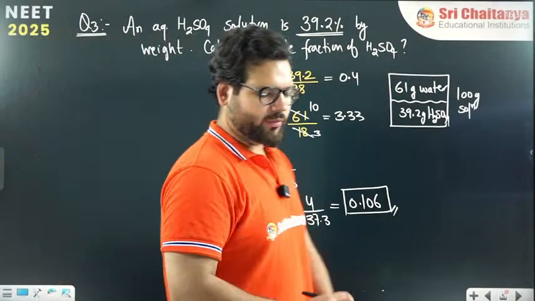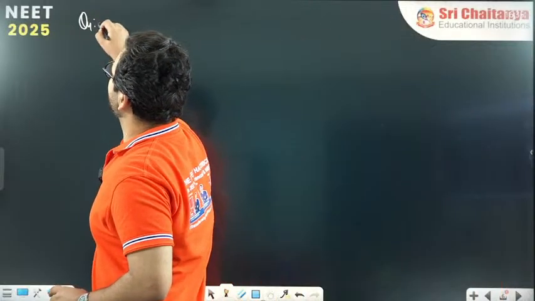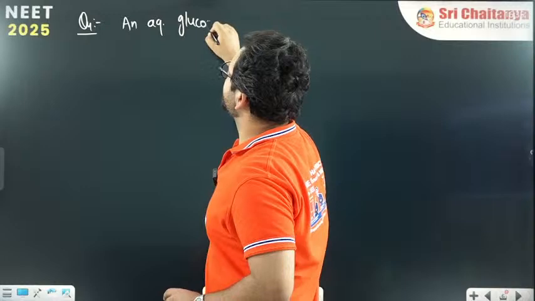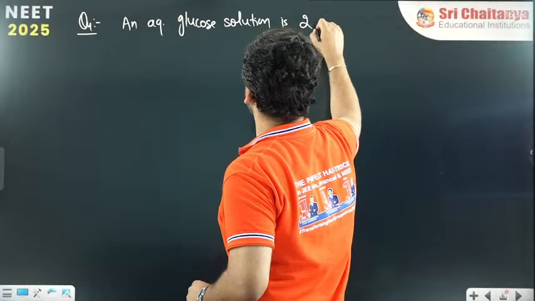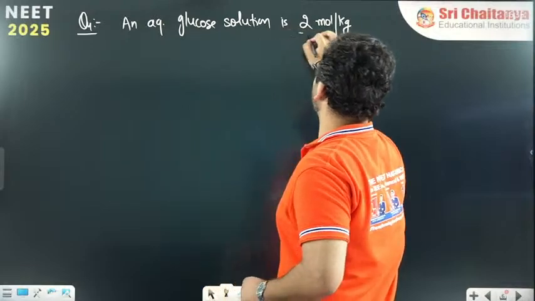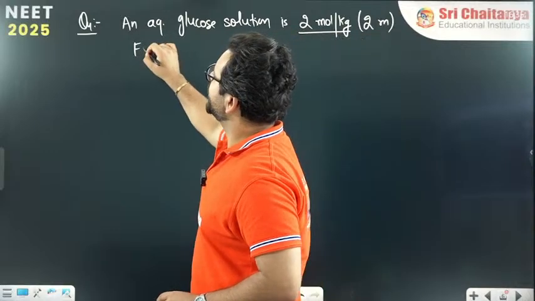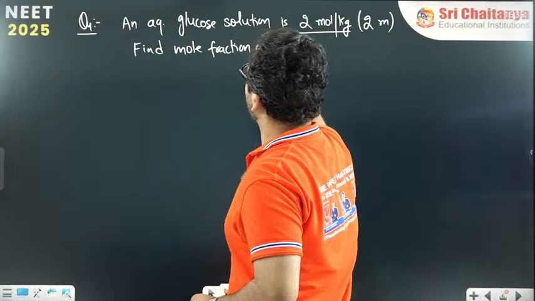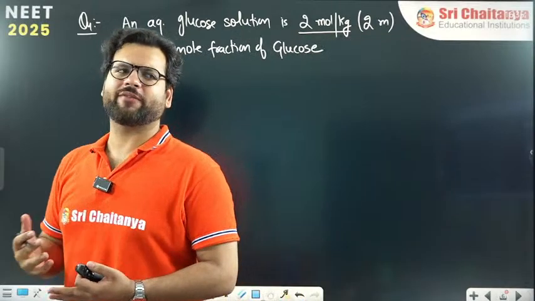Next question we'll do where mole fraction will be converted to molality. So let's do this one. Question number 4. Question is, an aqueous glucose solution is 2 mole per kg, meaning 2 molal. Find the mole fraction of glucose. You can do this question just by basic definition.